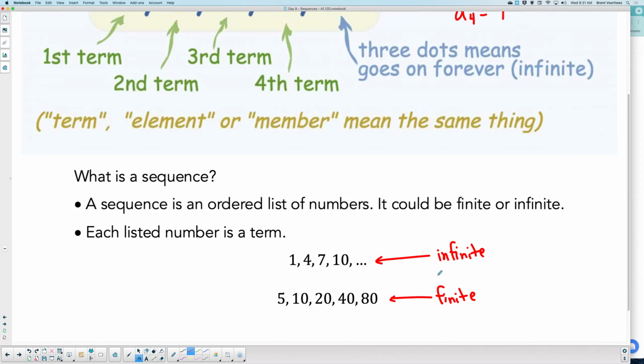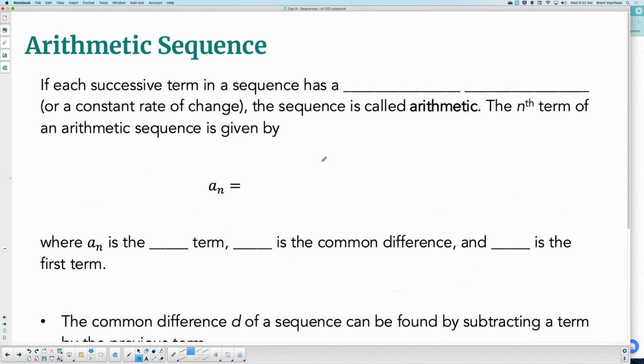So we're first going to look at arithmetic sequences. Okay, arithmetic sequence. Here's a definition for you. If each successive term in a sequence has a common difference, is the word, common difference, which you could also call a constant rate of change, like a slope, the sequence is called arithmetic. Because a rate of change is like a slope, these will look like lines, as I was telling you before.